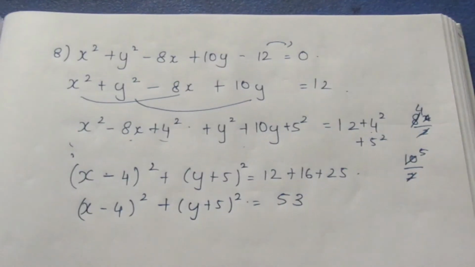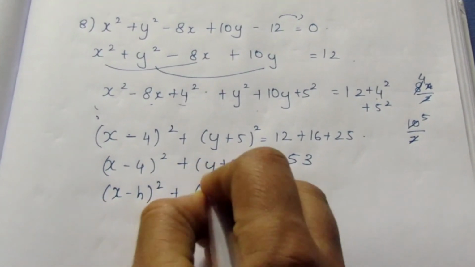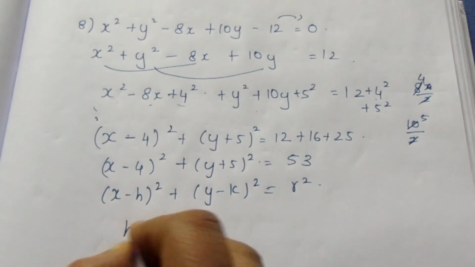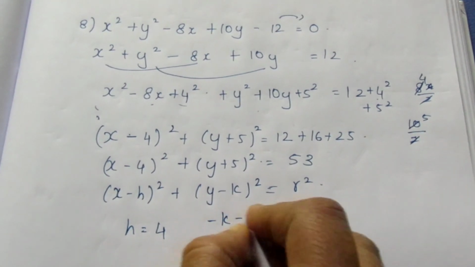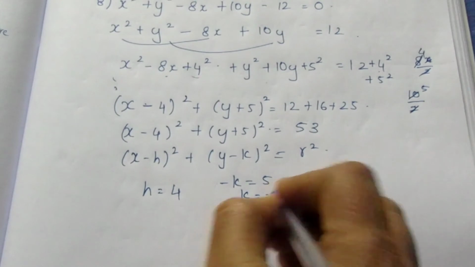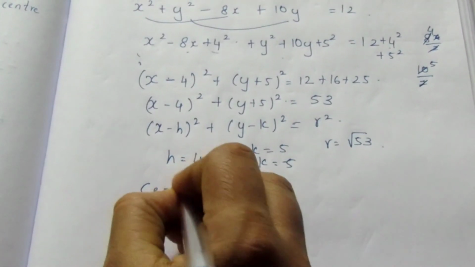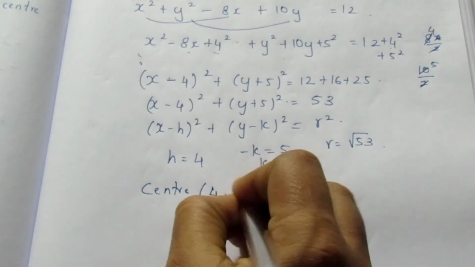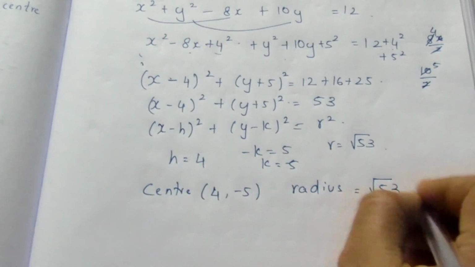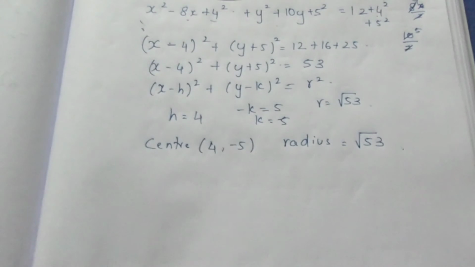We know the formula of the equation of a circle is (x minus h) the whole square plus (y minus k) the whole square equal to r square. So instead of h we have 4, instead of minus k we have plus 5. So k is equal to minus 5, r is equal to root 53. So the center will be 4 comma minus 5, and your radius will be root 53 for the 8th sum.